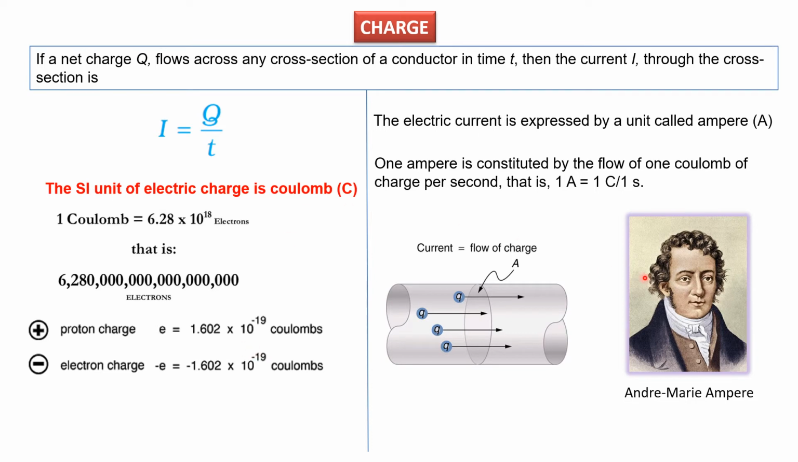And coming to the ampere, the electric current is represented by a unit called ampere. The current is represented by I. Where is I in this formula? I is equal to Q by T. What is this I? That is nothing but electric current. The electric current is expressed by a unit called ampere. 1 ampere is constituted by the flow of 1 coulomb of charge per second. That is, 1 ampere is equal to 1 coulomb per second.